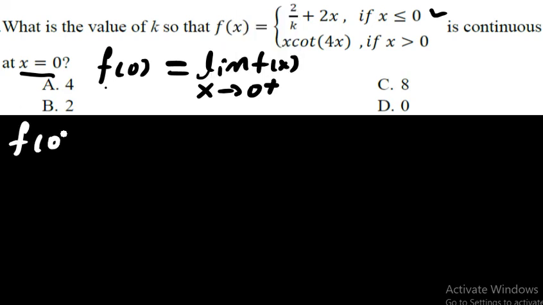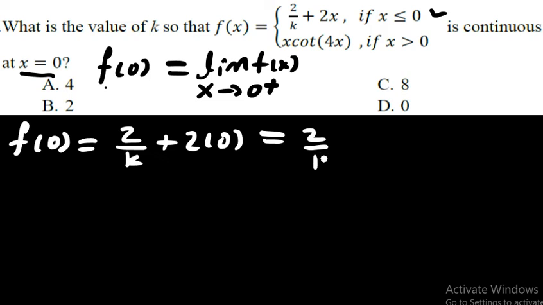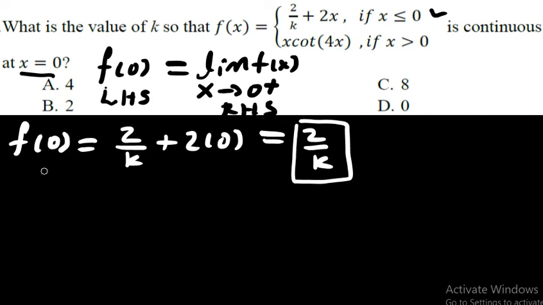Functional value f of 0 means we insert 0 in the first function, which is 2 over k plus 2 times 0. In place of x, insert 0. So this is the same as 2 over k. Keep this outcome. This is the left hand side, and this one is the right hand side. They are equal. So the left hand side outcome is 2 over k. Now let us calculate the right hand side. It is the limit of f of x.